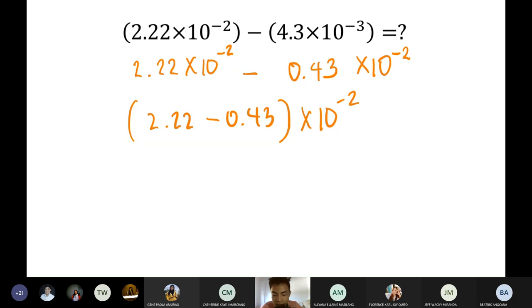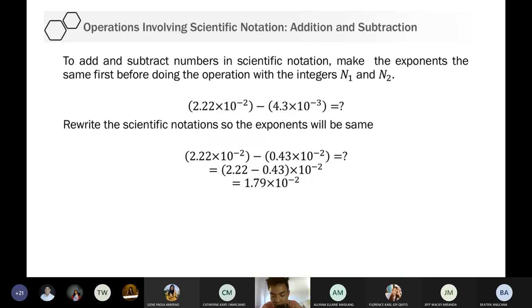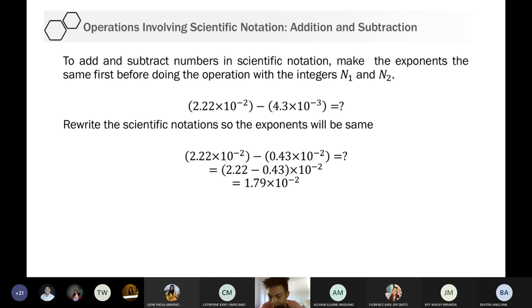Okay, so this will be 1.79 times 10 raised to negative 2. The same rule applies as that of the addition. So that's it, you just make sure that the exponents are the same. After that, you're good to go.